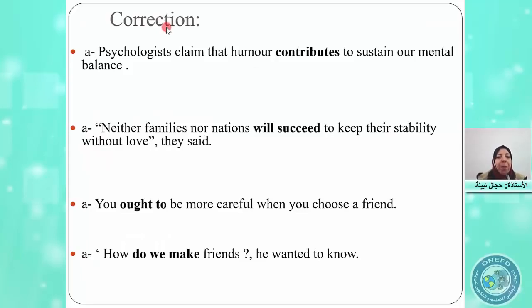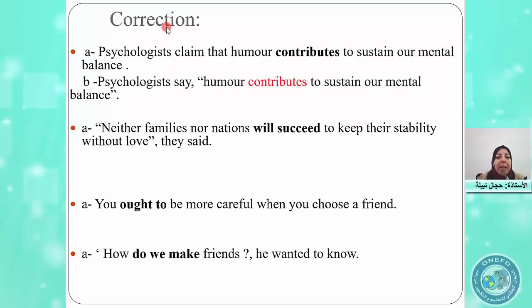Let's correct them. The first sentence is given in the indirect speech, so you have to turn it into the direct one. Psychologists say, put a comma and open the inverted commas, humor contributes to sustain our mental balance. You can notice that the verb doesn't change. It is kept in the present simple. Why? Because simply say here, the introductory verb is in the present, so you don't need to change the tenses of the verbs.